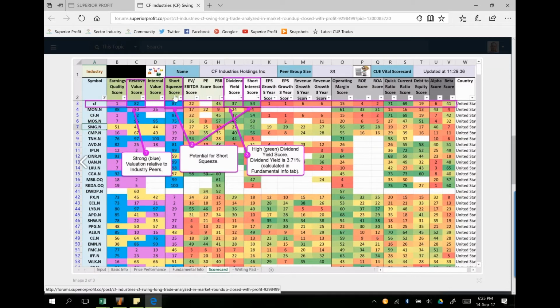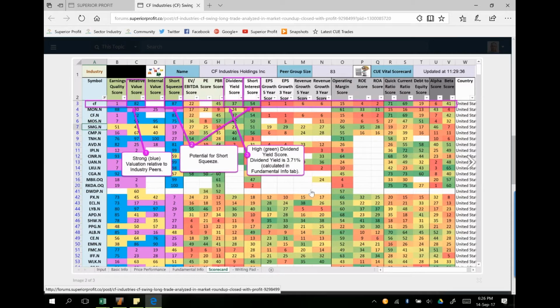On top of that, if you look at the short squeeze score and the short interest score, both were very high. Meaning, if the stock started to go up, short covering could further fuel the rally. That is not all. You could also check the dividend yield score. Again, just looking at the color coding told me that across this long list of stocks, CF had one of the best dividends, which was actually 3.71%, the exact percentage you can get from the fundamental info tab.